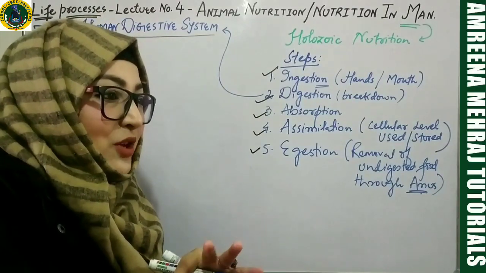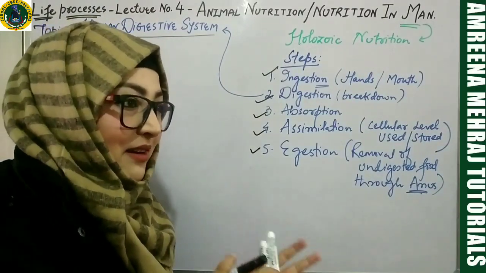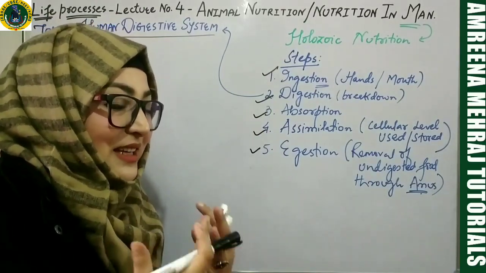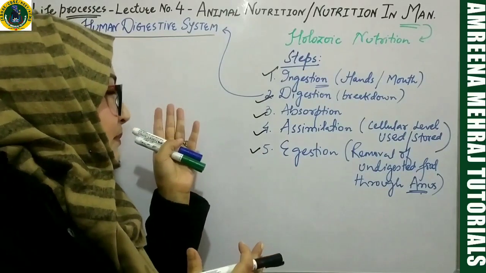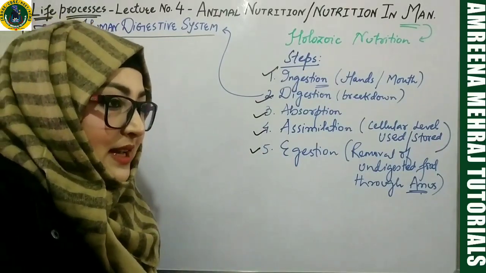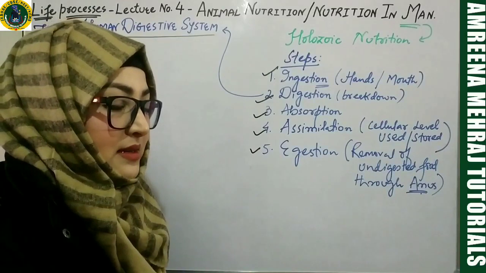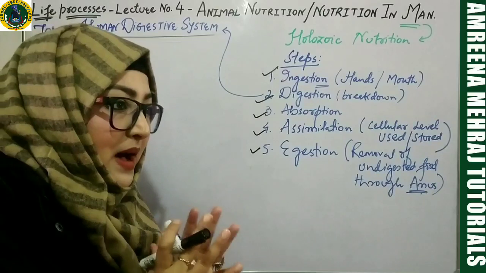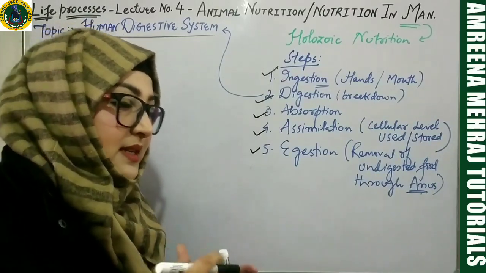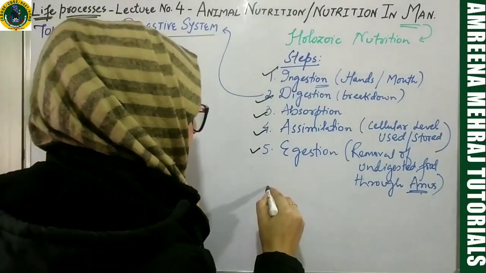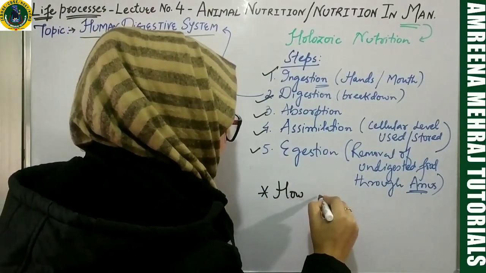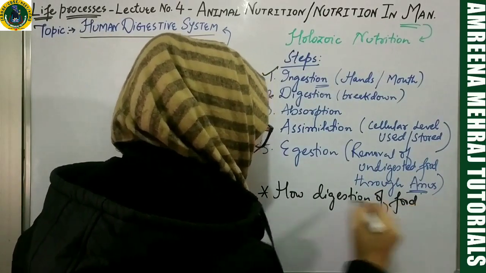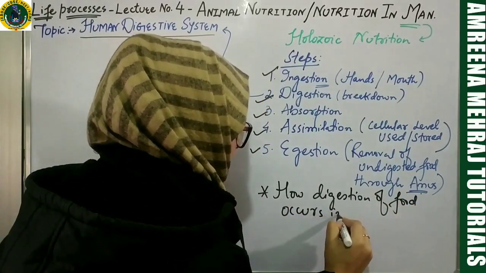So we are eating chips, pizzas, biryani, the normal food, vegetables, curries, whatever we eat. That has to be first broken down with the help of this beautiful system which Almighty Allah has designed. And that system we have to understand first of all. Once we understand the different parts and associated parts of the human digestive system, then I will make you understand how digestion of food occurs in man.